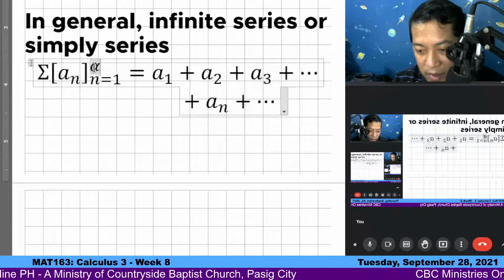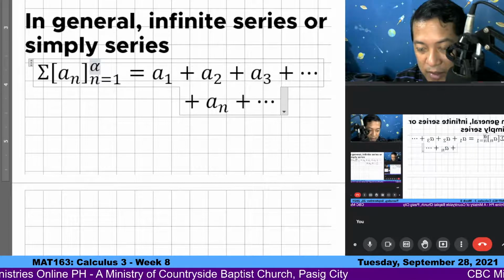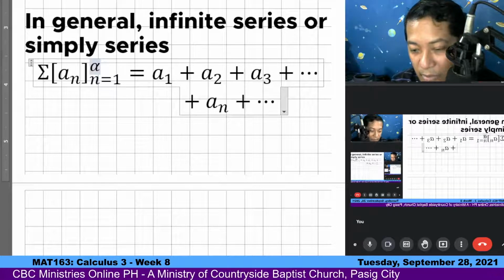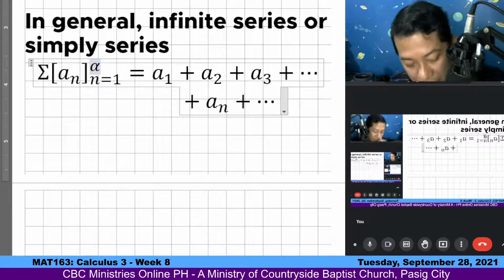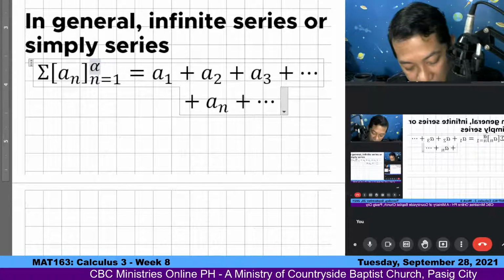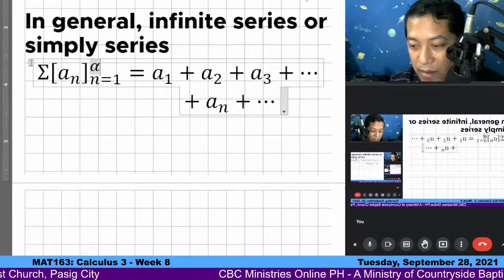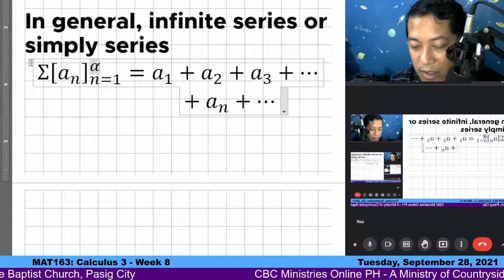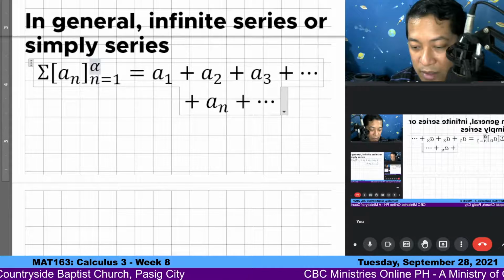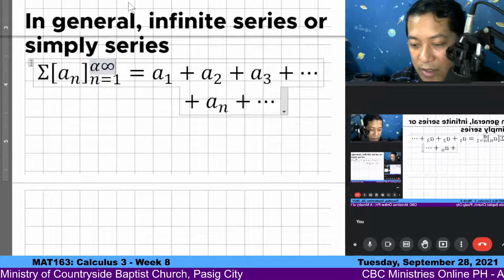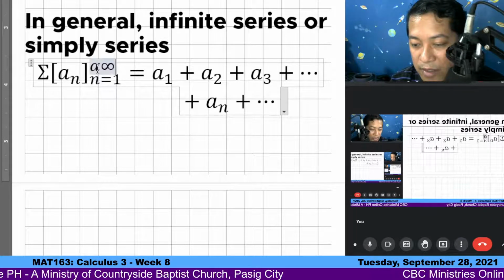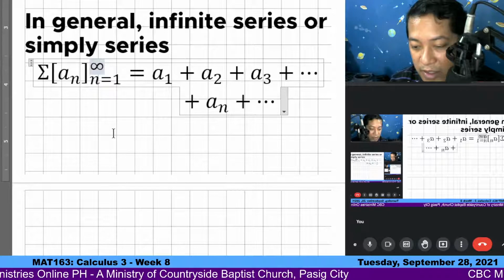I think there is an infinite symbol, I just cannot see the shortcut. What is the shortcut for infinite? I'm trying to learn shortcuts from MAT163, which I did not do before. Infinite, I think that's a more accurate representation than alpha.